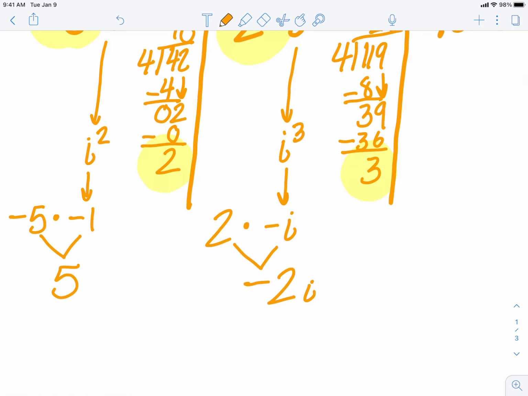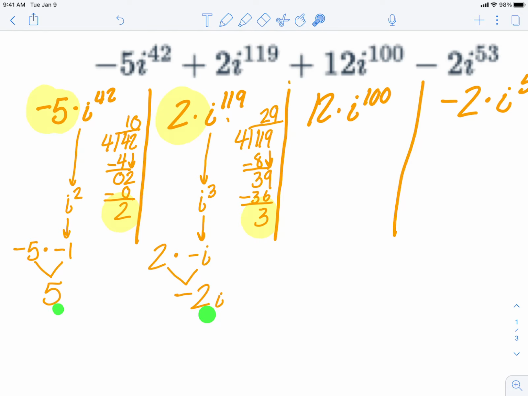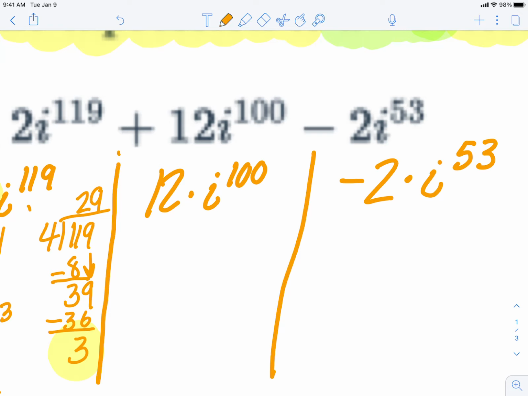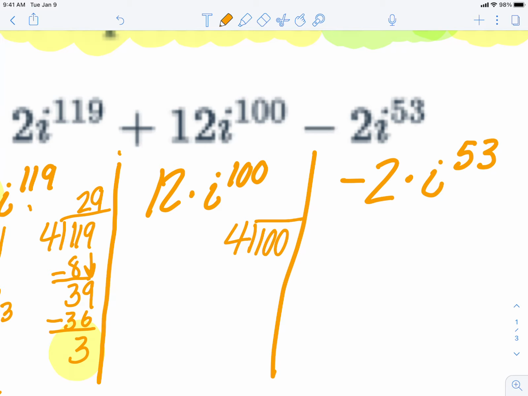And look at that. I got my first term evaluated, my second term evaluated. Let's evaluate the third term. So once again, I take my exponent to the power of 100, and I divide it by 4. And I think to myself, 100 pennies. 100 pennies is $1. What 4 coins make $1? And you guys know, quarters, right? And how much is a quarter? A quarter is 25 cents. So this is 25. And 4 quarters make $1.